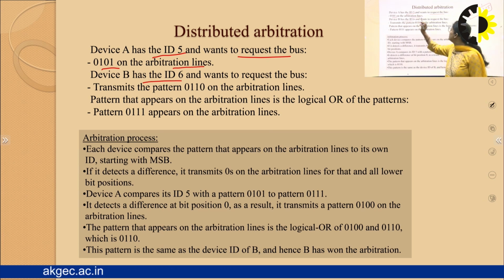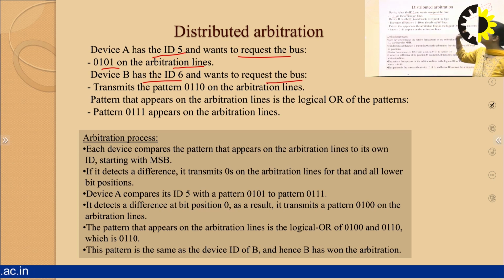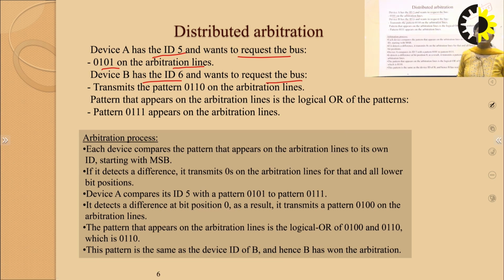Device B has ID 6 and wants to request the bus. Device C also has ID 6 and also wants to request the bus. What is the binary of 6? 4 plus 2 is 6, so the 4 and 2 place values will be 1 and the rest will be 0. It is written here: transmit the pattern 0110 on the arbitration line.